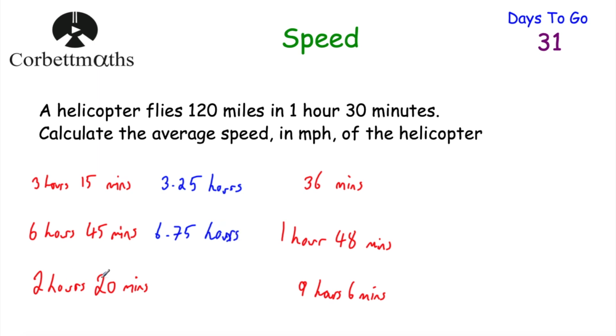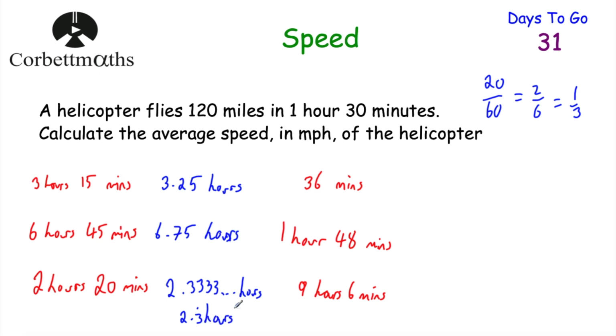Okay, next one, 2 hours and 20 minutes. Well, 2 hours, that's going to be 2, and then we've got point. Now, 20 minutes, 20 out of 60. If we cancel down that fraction, that's going to be 2/6, and divided by 2 again, that's going to be 1/3. So it's a third of an hour. So 20 minutes is a third of an hour. And a third as a decimal number is 0.333333 and so on. So that'll be 2.3333 and so on hours. You could put the little dot above it and write 2.3 with the dot above it hours, and that would mean 2.3 recurring hours. And that's it.